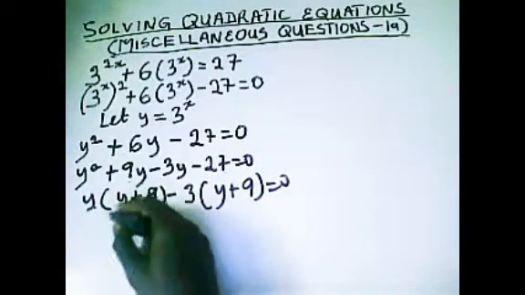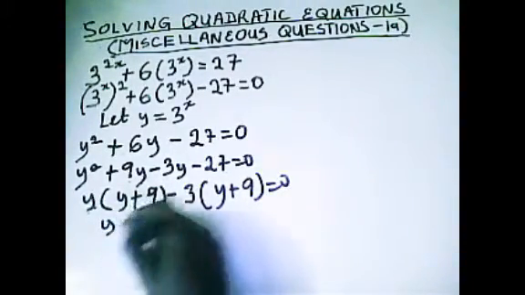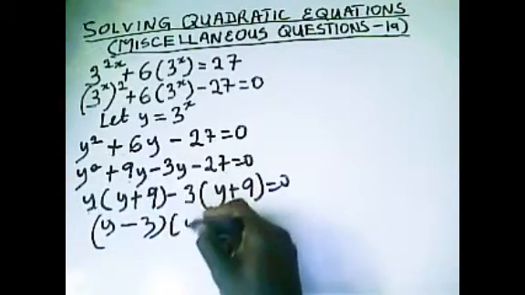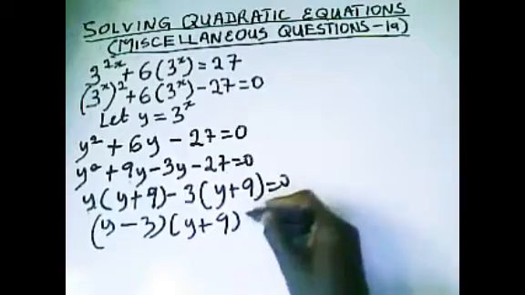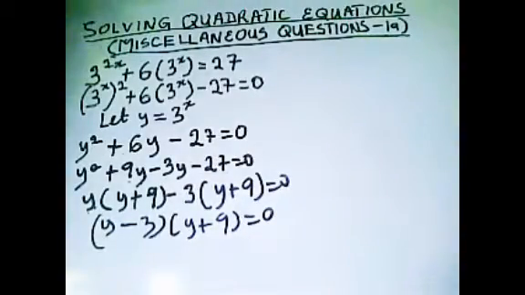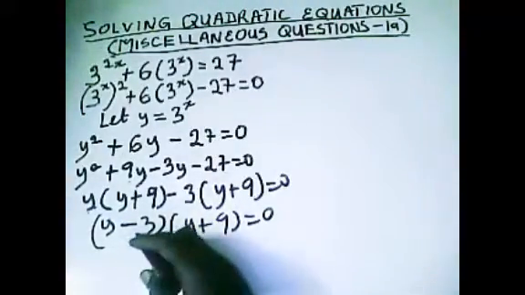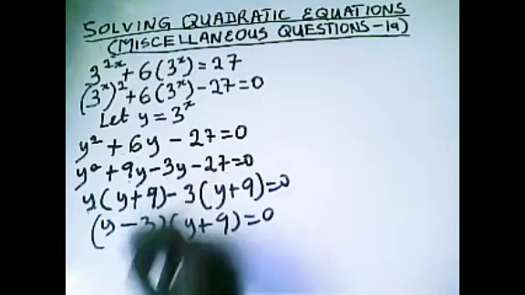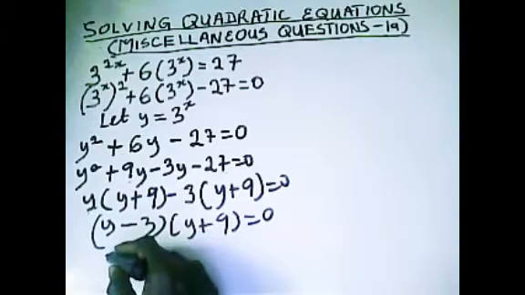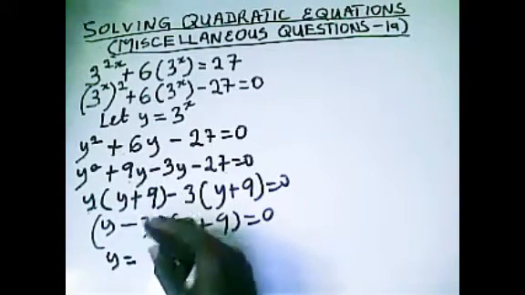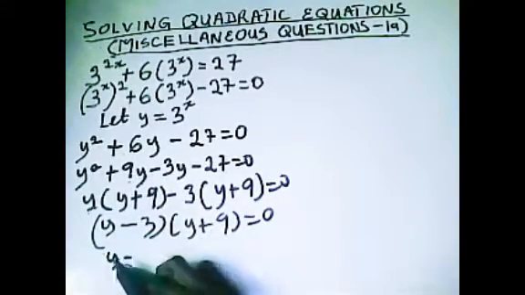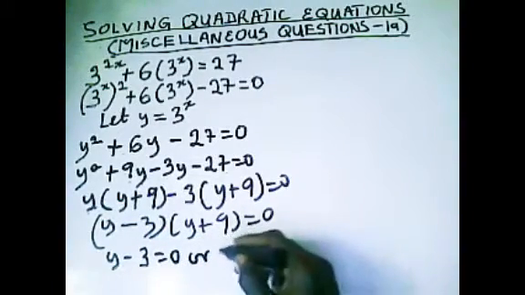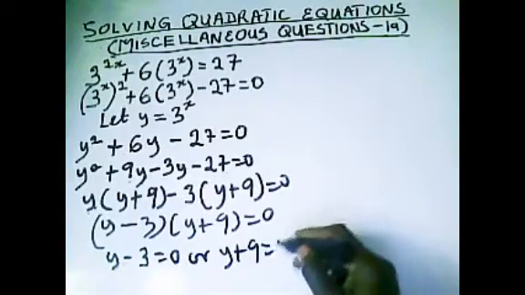Now we are going to group the HCF, which is y minus 3, and then we have y plus 9, and everything equals 0. So either y minus 3 equals 0, or y plus 9 equals 0. Let's write it out in full so that you get what I'm saying.